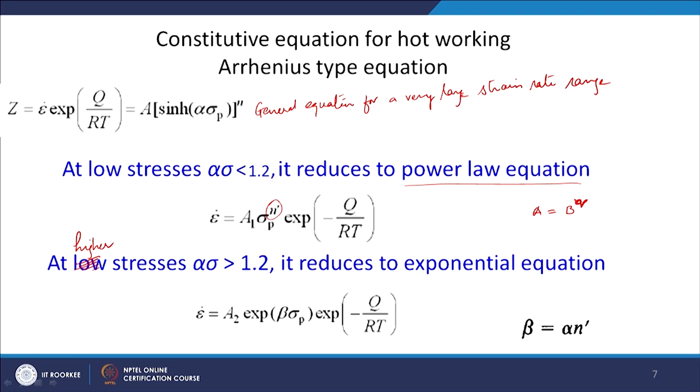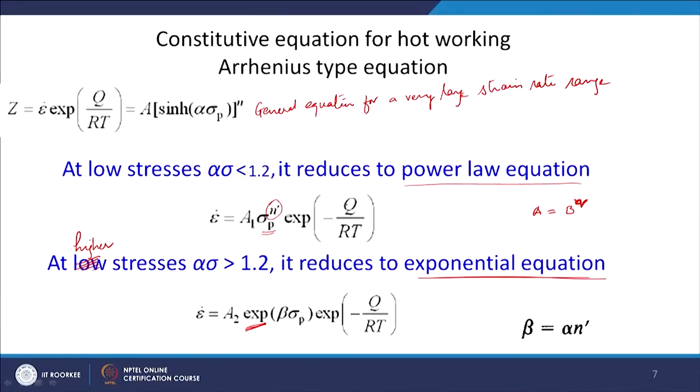So, where alpha sigma is more than 1.2, then this generalized equation can be reduced to an exponential equation, which is given by an equation like this. Okay, there is no exponent here now, but there is a multiplication of a new constant which is called beta. Okay, so beta sigma p is there, but the sigma p instead of a power now has come in the exponential term, whereas here it was not in the exponential term, but there was a power over it. Okay, so these are some subtle changes in the way we are writing the constitutive equation for different strain rate regimes.